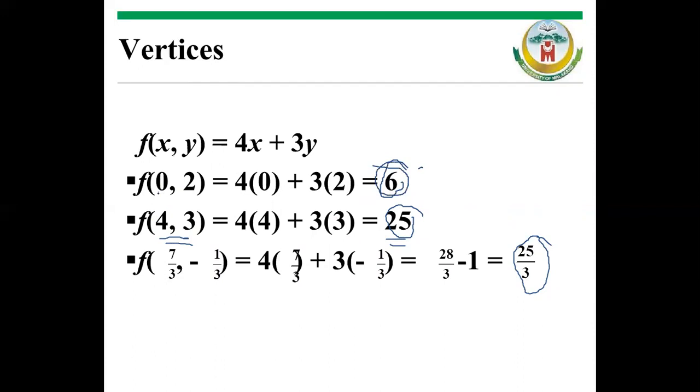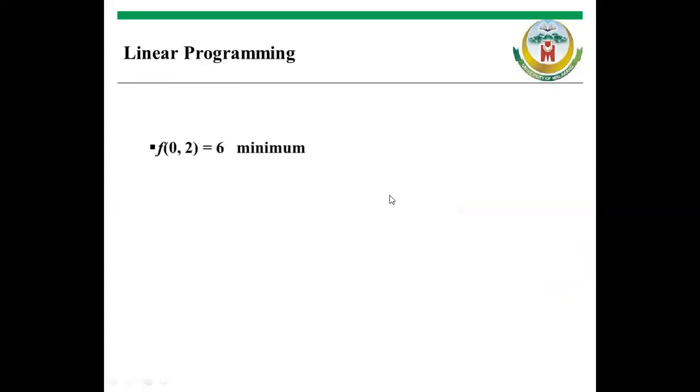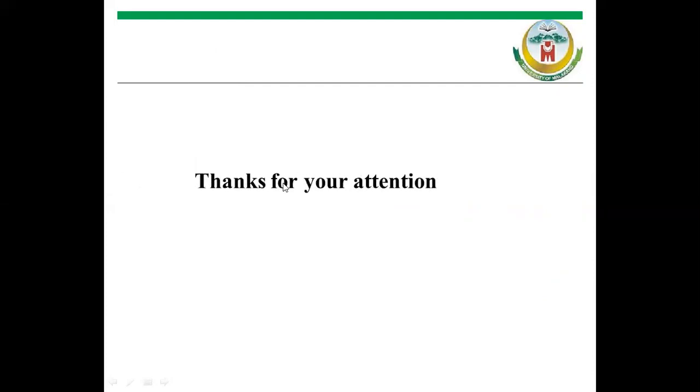So the decision variables, x and y. For x we should take 0, and for y we should take 2, and it will give us the minimum value. So 6 is the minimum and 25 is the maximum. Okay, so thanks for your attention.